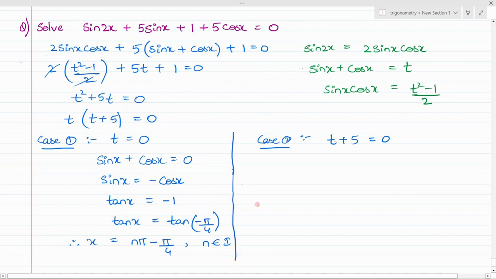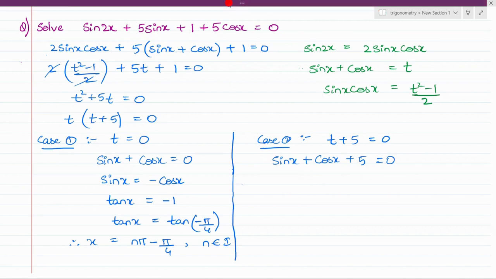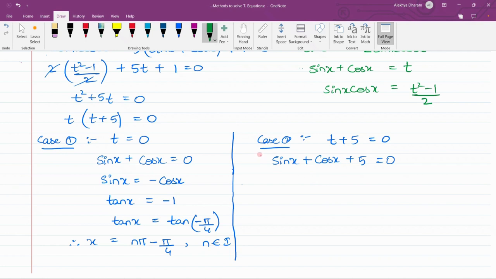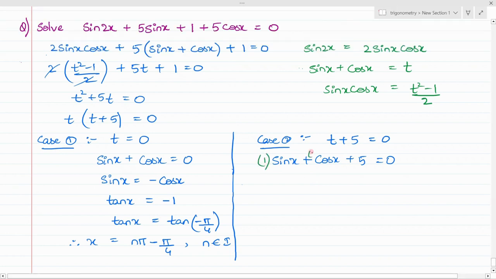Similarly, solve for case 2, which is sin x plus cos x plus 5 is equal to 0. If you observe carefully, this is in the form of a cos x plus b sin x. So a and b are nothing but 1 and 1. So you should divide on both sides by under root 2.